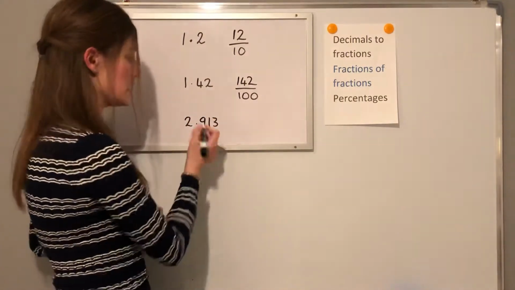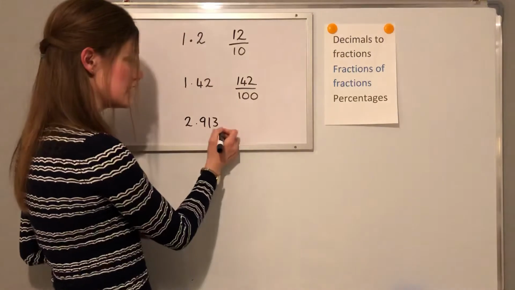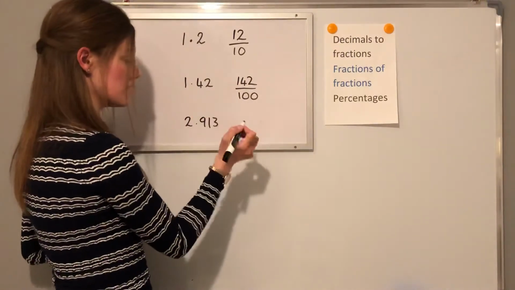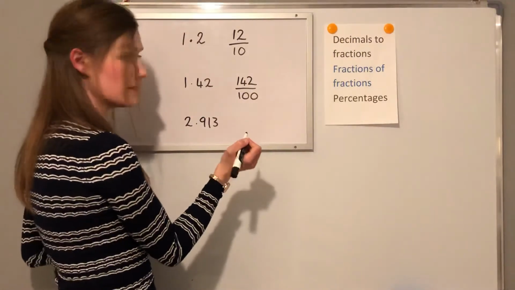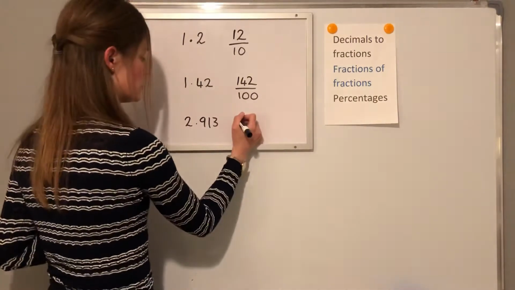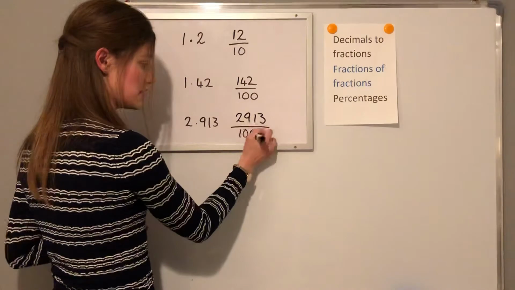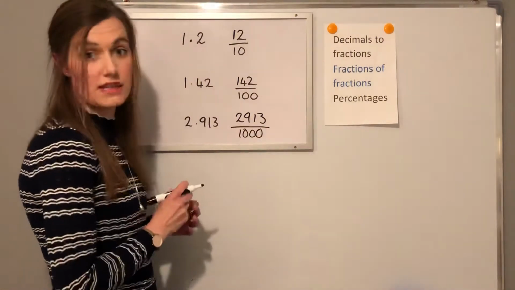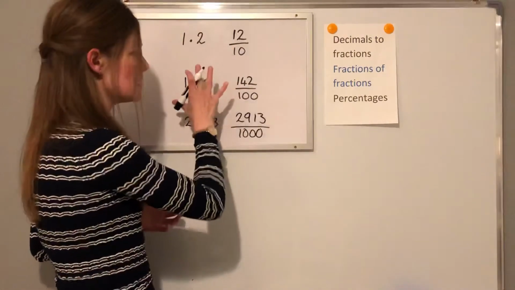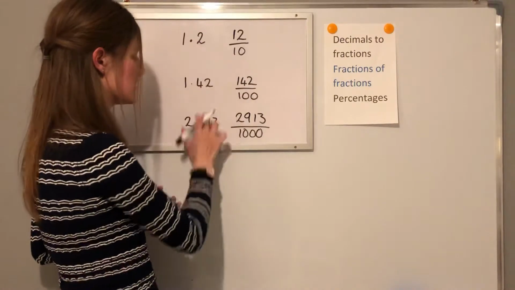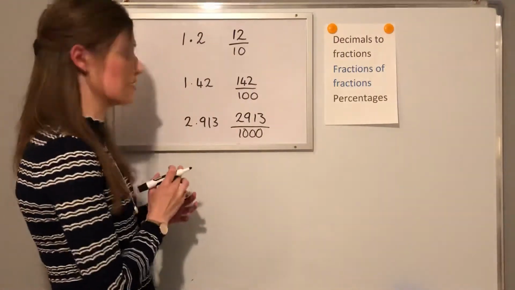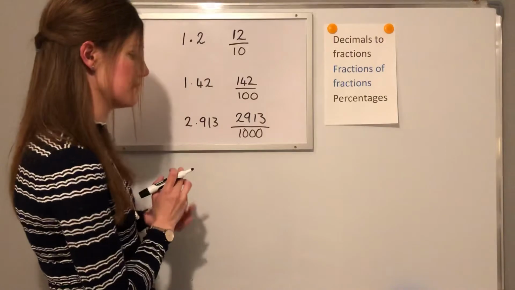So if you had 2.913, this time there's three numbers. Think what it's going to be out of. It's going to be out of 1,000. So you do 2,913 out of 1,000. It won't be any harder than that. So those are the things that you need to remember. However many decimals it is will tell you how many zeros you're going to have on that bottom number.